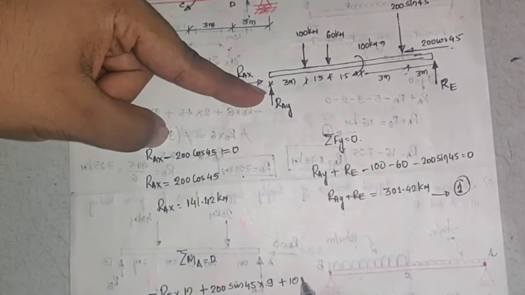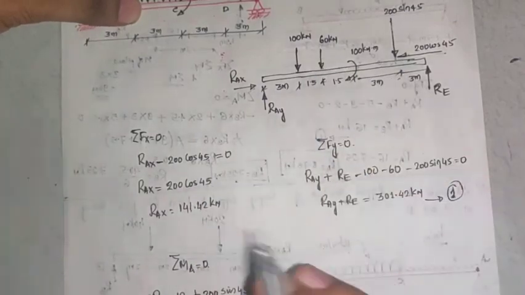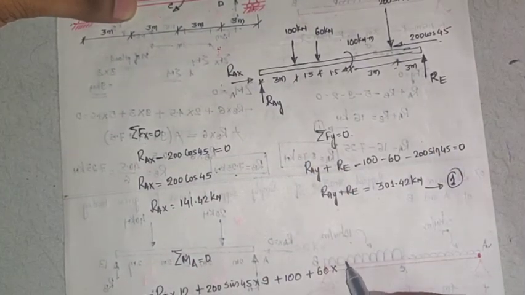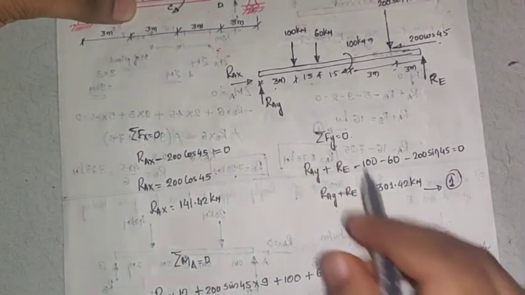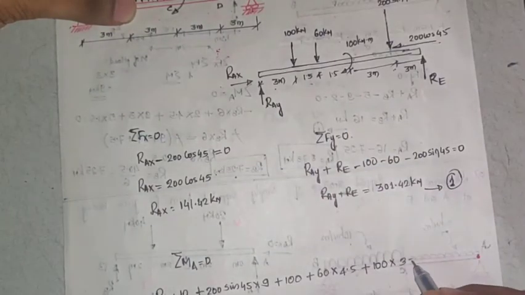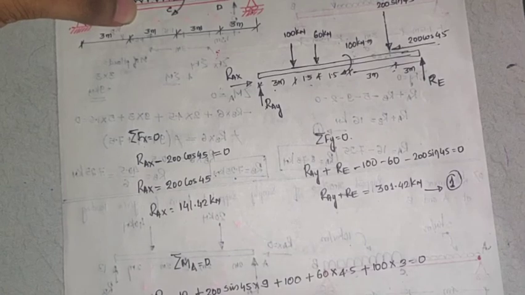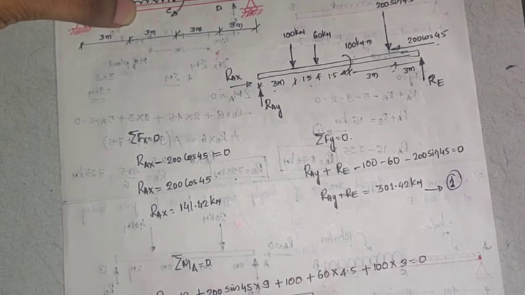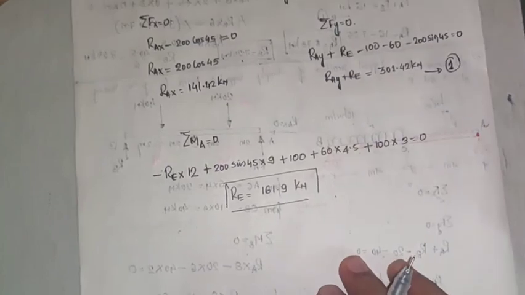Plus, because about point A this moment is clockwise, I'll directly write 100. I need not multiply by any perpendicular distance because this is already a moment. Then what about 60? 60 is also rotating clockwise, so 60 into the perpendicular distance, 3 plus 1.5, 4.5. Plus 100, also rotating clockwise, into the perpendicular distance of 3. This is equal to 0. Solving this, you will get the value of RE as 161.9 kilonewton.